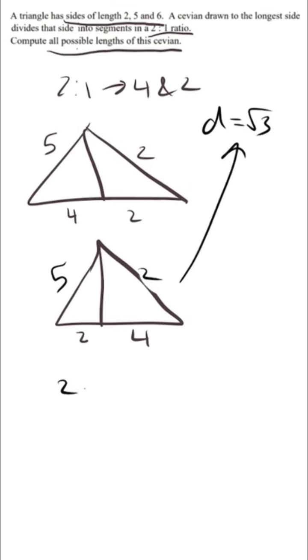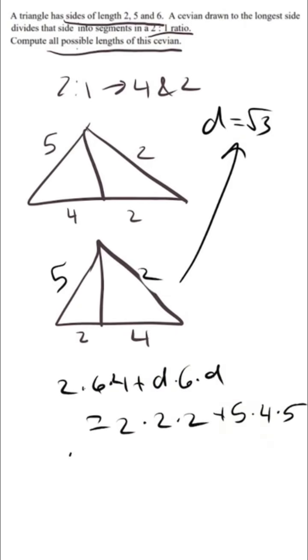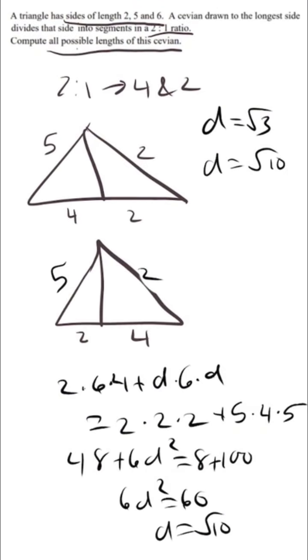Then for the second figure, we get that 2 times 6 times 4 plus d times 6 times d equals 2 times 2 times 2 plus 5 times 4 times 5, meaning that d equals the square root of 10, giving us our two answers.